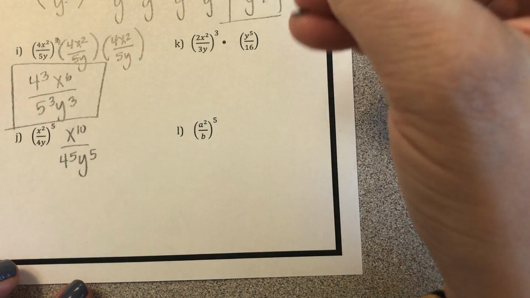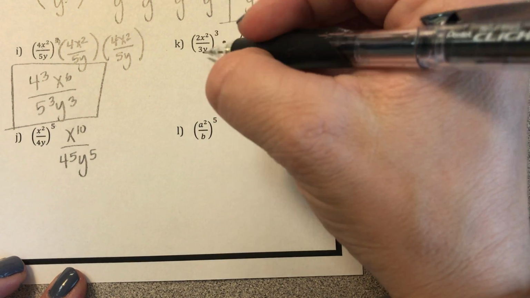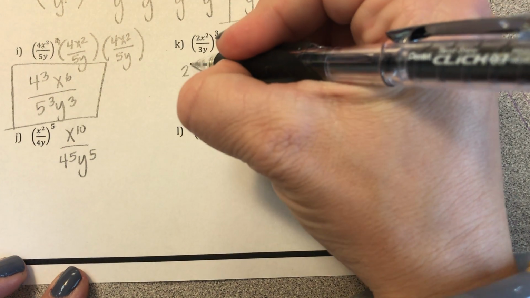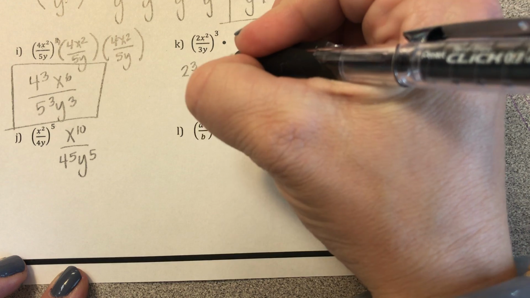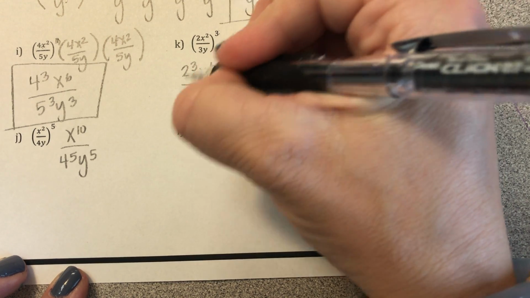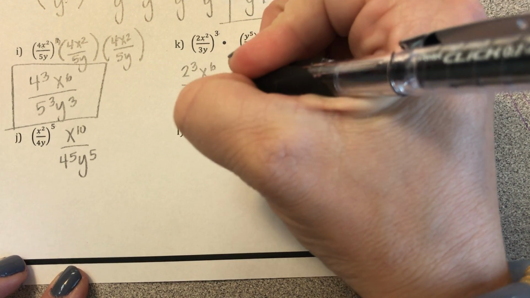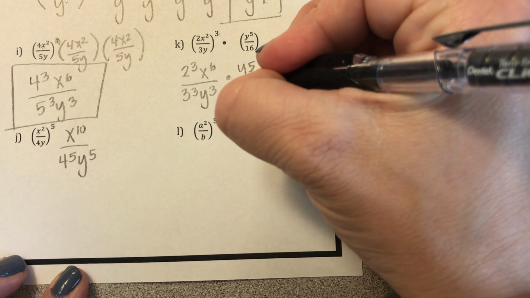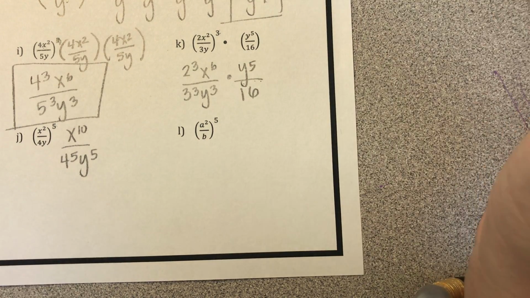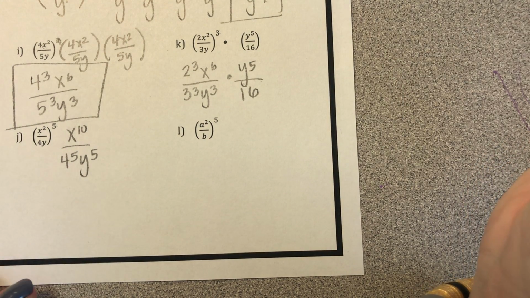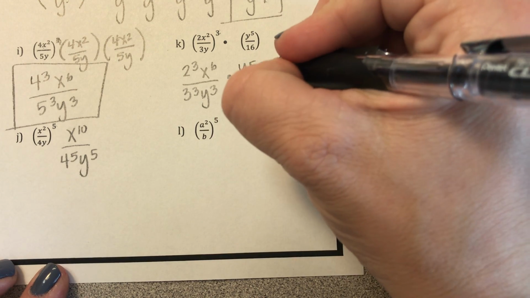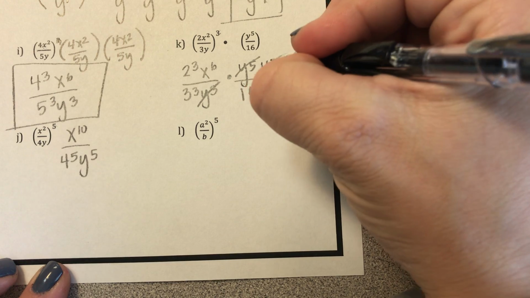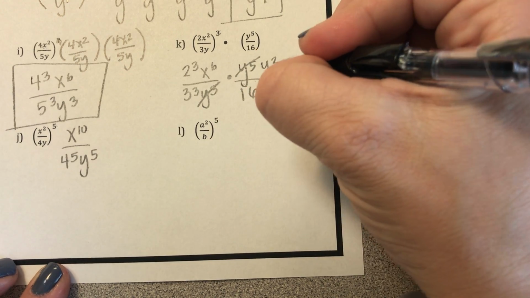Let's look together at K. So again, everything inside is going to get raised to the 3rd power. 2 to the 3rd, x to the 6th, over 3 to the 3rd, y to the 3rd, and then I'm multiplying this by y to the 5th over 16. So let's see if we can simplify anything here. First of all, I know that if I have 5 y's in the numerator and 3 in the denominator, 5 minus 3 is just y squared.